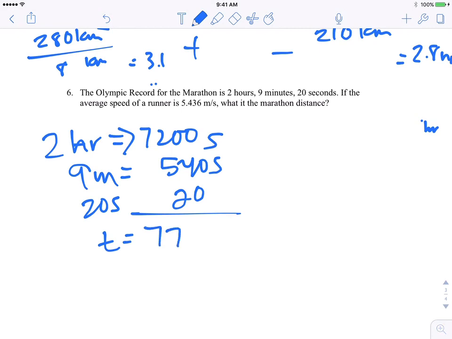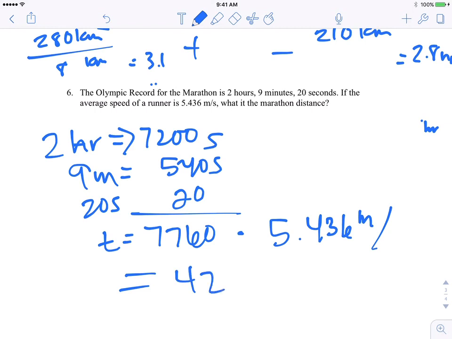77:60. And then you're going to multiply that by a rate of 5.436 meters per second, and you end up with about 42 kilometers.